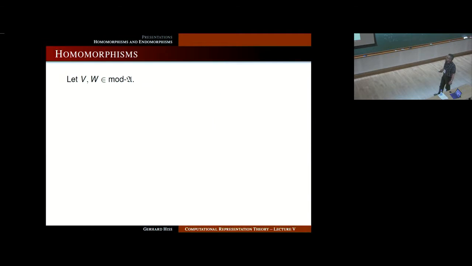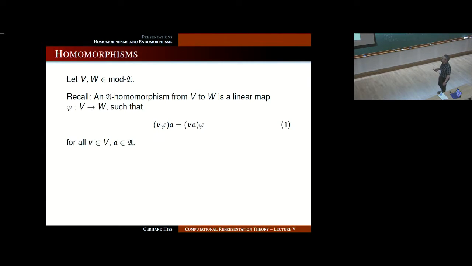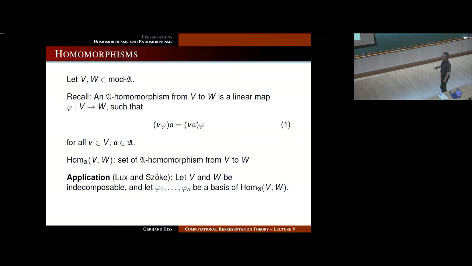Okay, so this is so far presentations and some applications. Homomorphisms. Okay, recall that an A-homomorphism is just a linear map from V to W such that it commutes with the A action. This is clear. This is the set of all such homomorphisms. It's an F vector space.